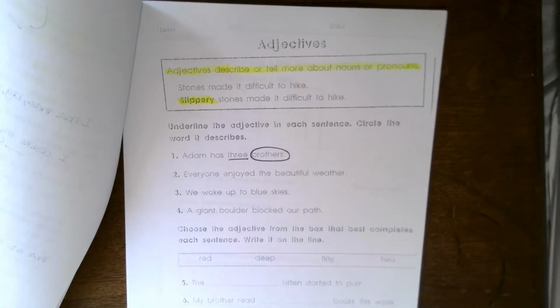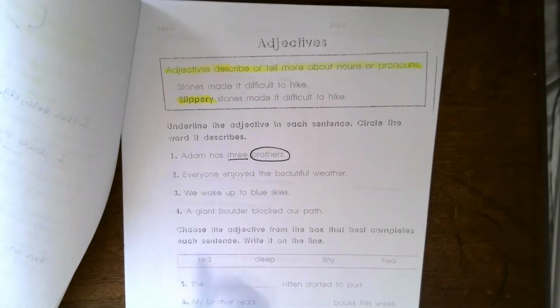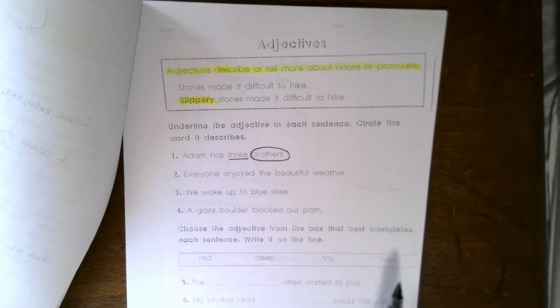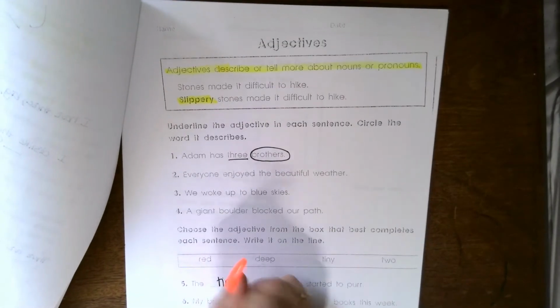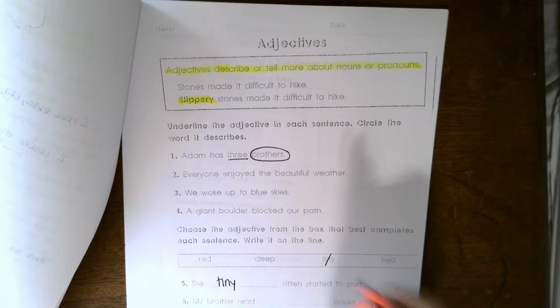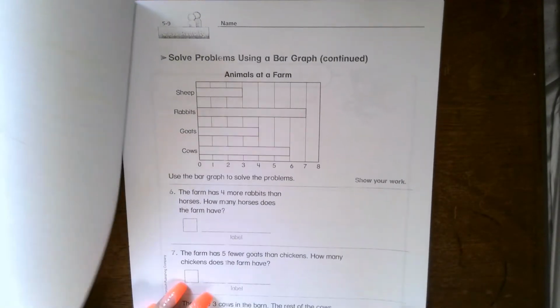Choose the adjective from the box that best completes each sentence and write it on the line. The blank kitten started to purr. The red, the deep, the tiny, the 2. It would have to be the tiny. That would be the only one that would make sense there, right? Okay. All right. Go ahead and turn to your next page. So you'll finish that one on your own, right?